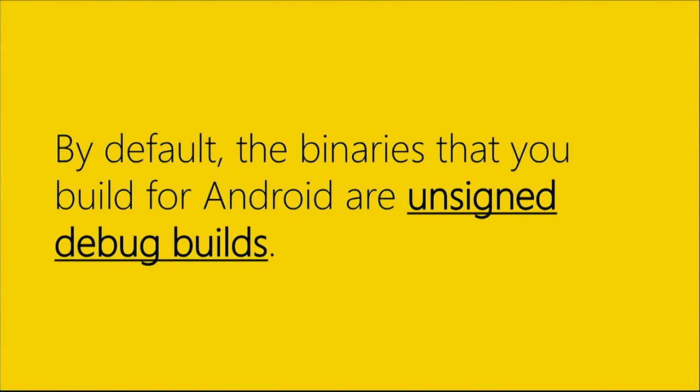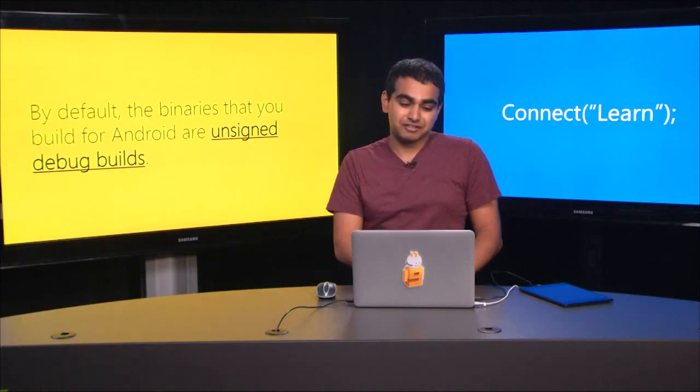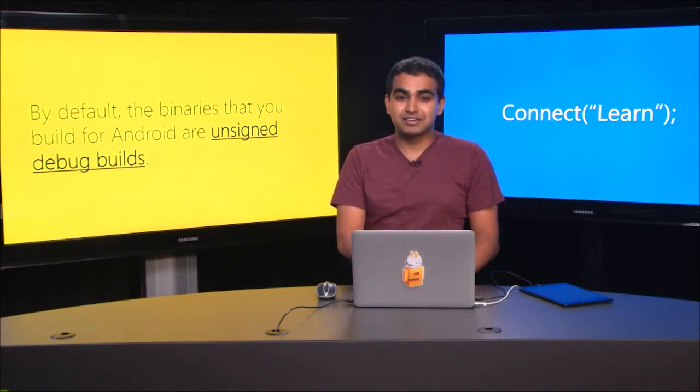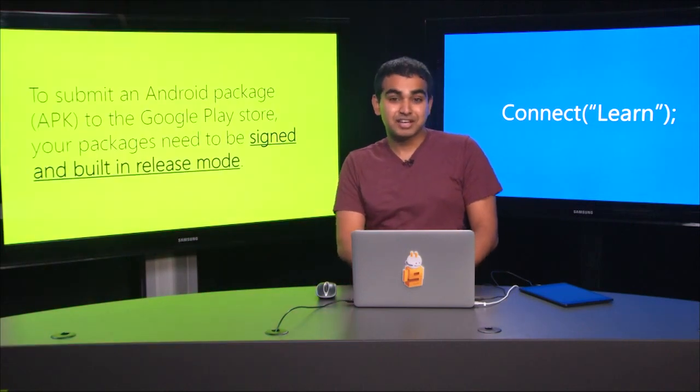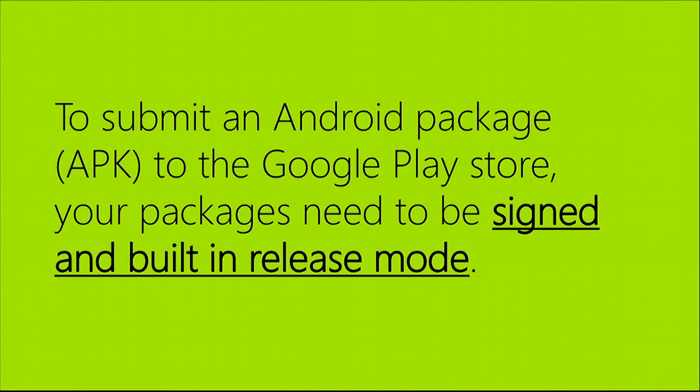By default, the binaries that you build for Android are what are known as unsigned debug builds. They're unsigned in that the validity of who built them isn't verified. They're also debug in that there's metadata and content in these files that allows you to optimize for debugging your application and doing things that an end user might not want to do. So the solution is, in order to submit a package, which is an APK for short, to the Google Play Store, the binaries you create need to be both signed and built in release mode.